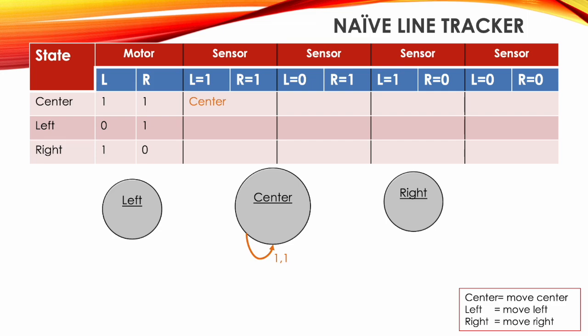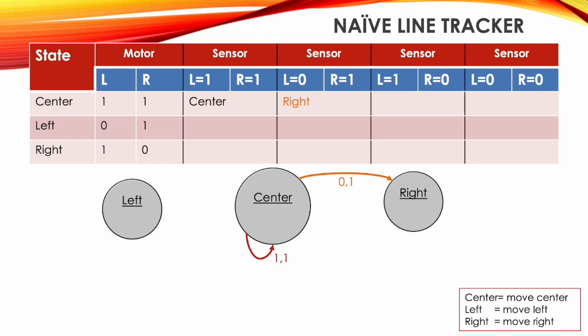So let's start with, if I'm already in the state center where I'm going center, straight ahead, and I still see the line, I can continue to go straight ahead. So that's the case where left and right sensors are 1, and I need to be in the center.